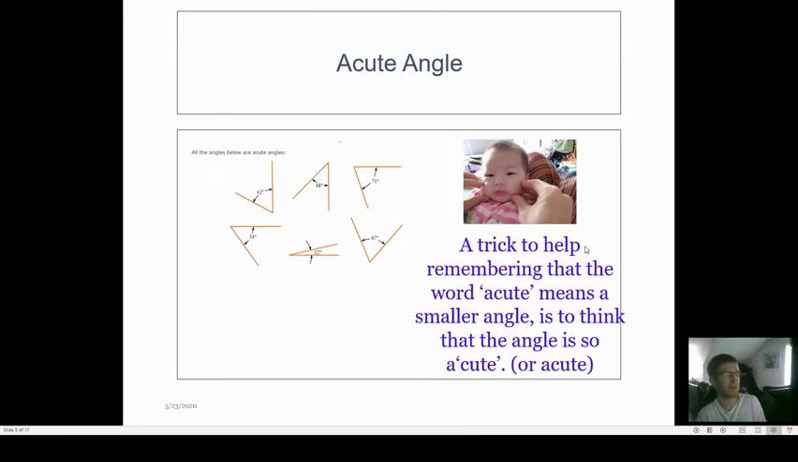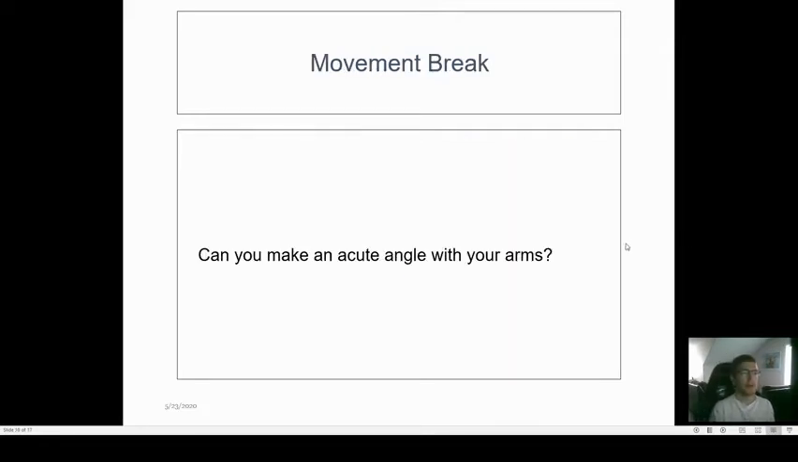And here's another way to remember it, a trick to help remembering what the word acute means. The word acute means a smaller angle, so think that the angle is so acute. Ha ha ha ha. Or a cute, as in tiny. So small. Okay, can you make an acute angle with your arms?